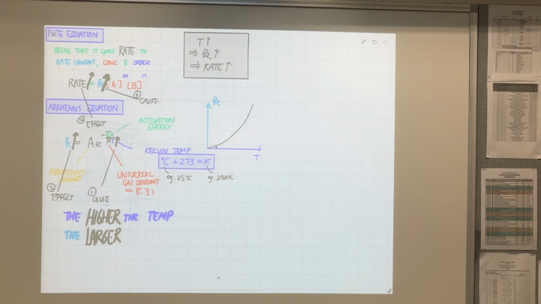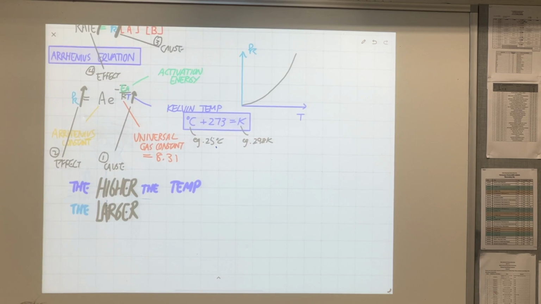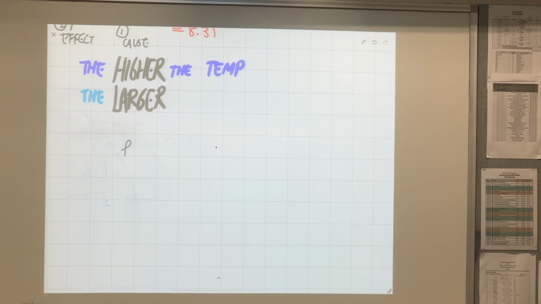So now we'll look at a more useful form of the Arrhenius equation, because like I said, we seldom use the Arrhenius equation in its exponential form. So we will log it. So here you can put down k = A e^(-Ea/RT).